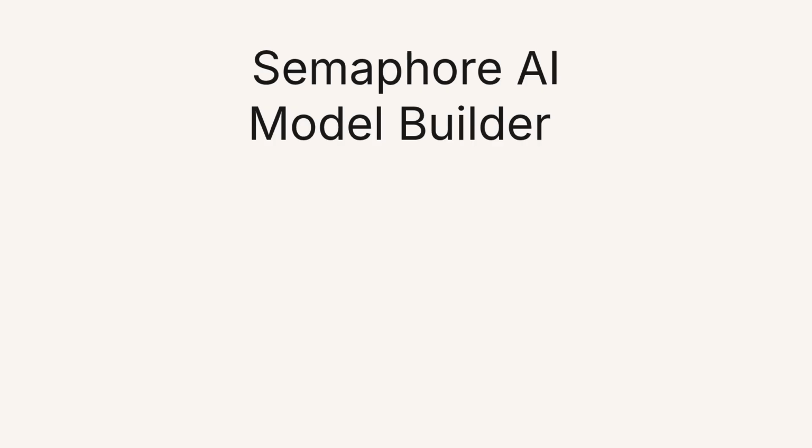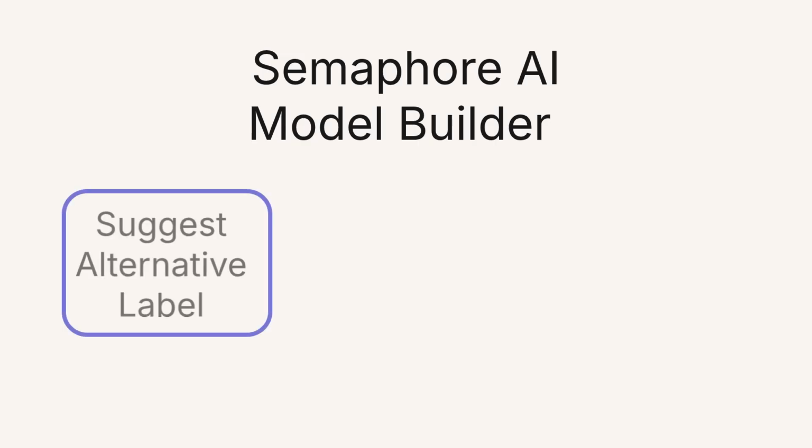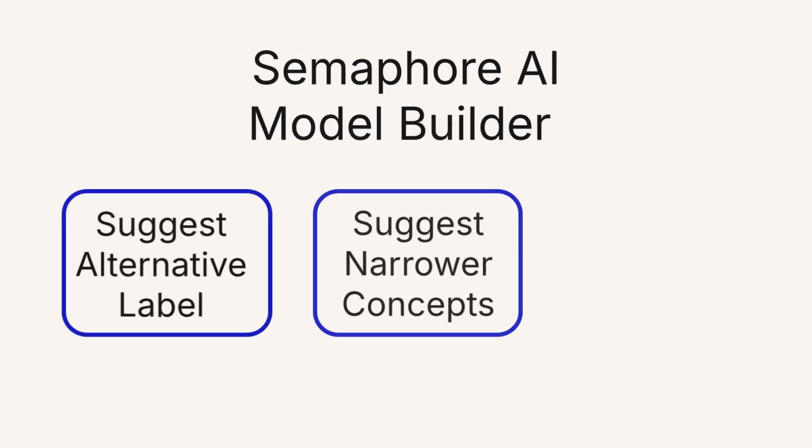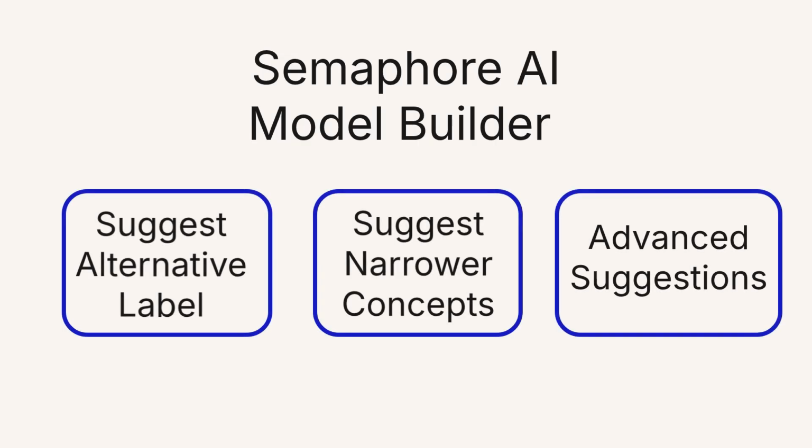Through this training, you've learned more about the 3 functional features of Semaphore AI Model Builder. These are the Suggest Alternative Label feature, the Suggest Narrower Concepts feature, and the Advanced Suggestions.